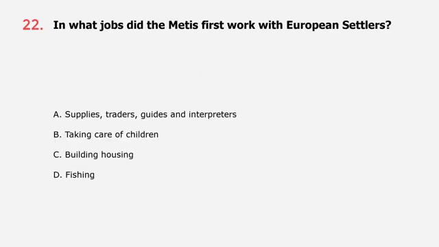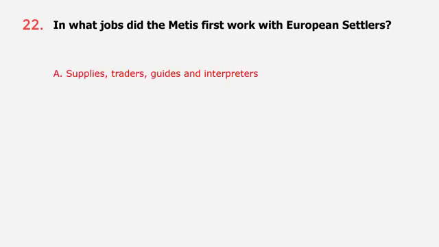Question 22. In what jobs did the Métis first work with European settlers? A. Suppliers, traders, guides, and interpreters. B. Taking care of children. C. Building housing. D. Fishing. The answer is A. Suppliers, traders, guides, and interpreters.